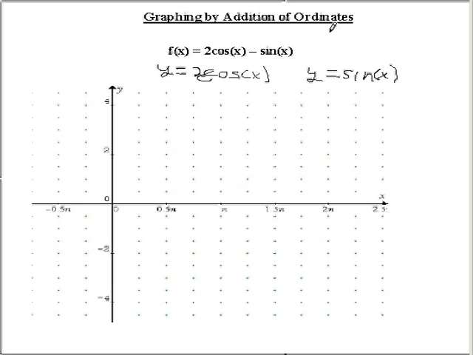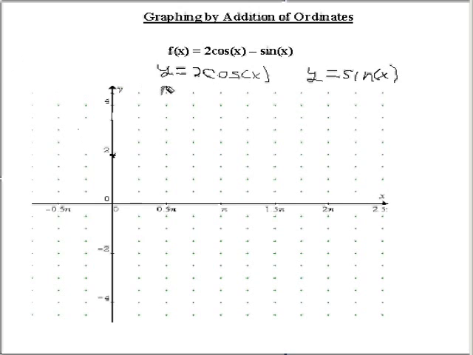And so addition of ordinates means we're going to look at these two functions individually in a position where we can fairly accurately approximate the curve we'll get by adding the two, or in this case subtracting the y-coordinates from each curve. So it looks like this. Let's start by looking at 2 cosine of x.